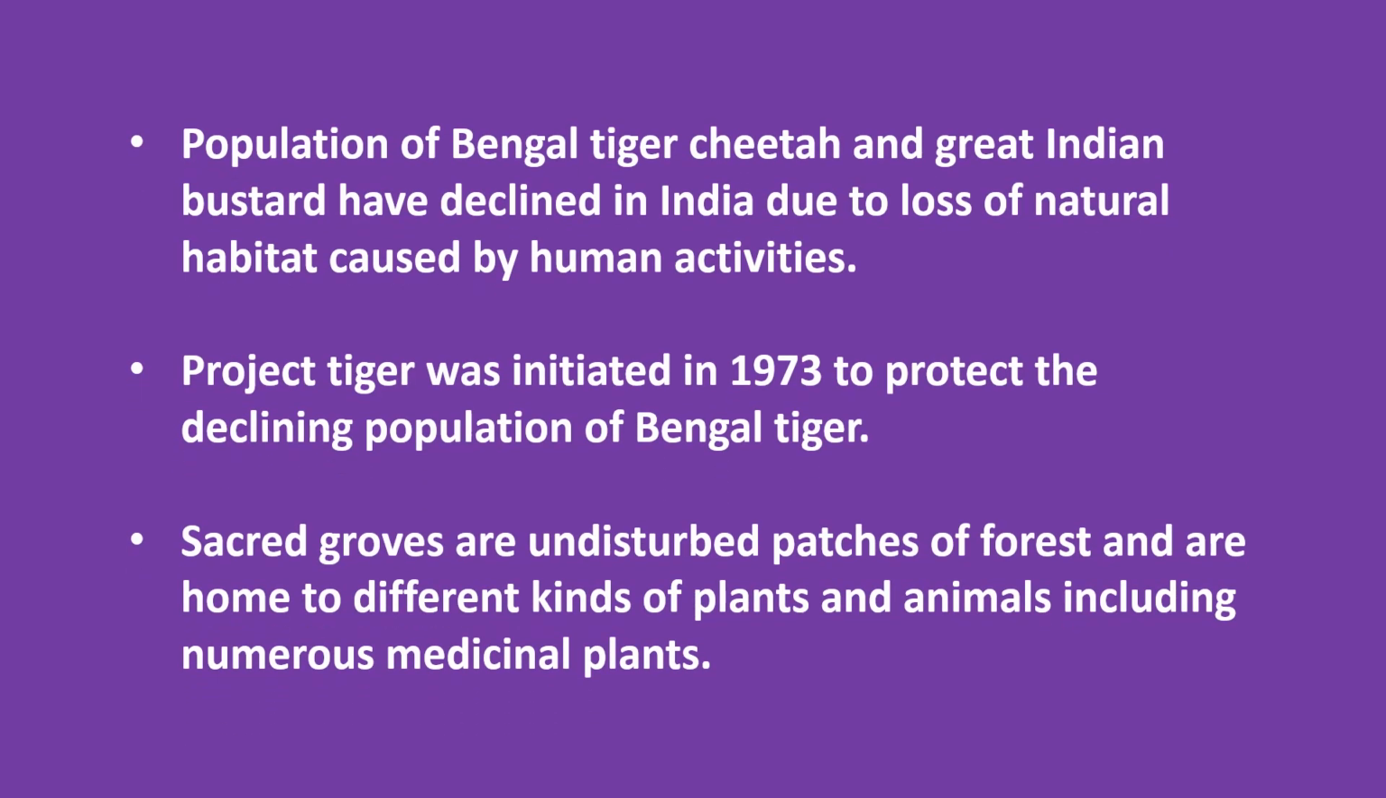The population of Bengal tiger, cheetah and great Indian bustard has declined in India due to loss of natural habitat caused by human activities. So various human activities like cutting down of trees or increasing population have damaged the habitat of the Bengal tiger, cheetah and great Indian bustard, which led to a decline in their population.